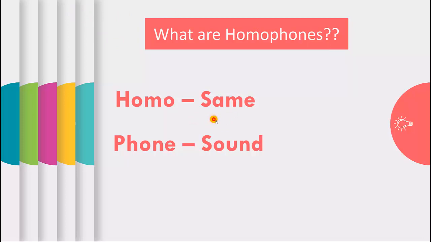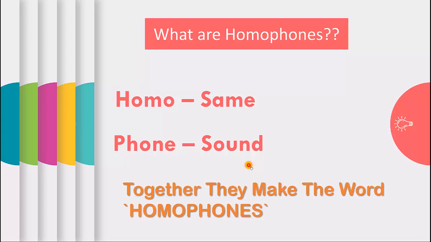So what really are homophones? Homophones are words with the same sound, but different meaning and different spelling. I'll tell you once more. Homophones are the words which have the same sound, but different meaning and different spelling. So now I'll show you a few examples of homophones.